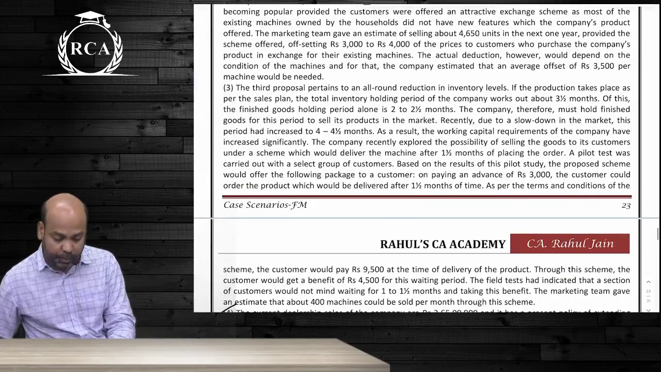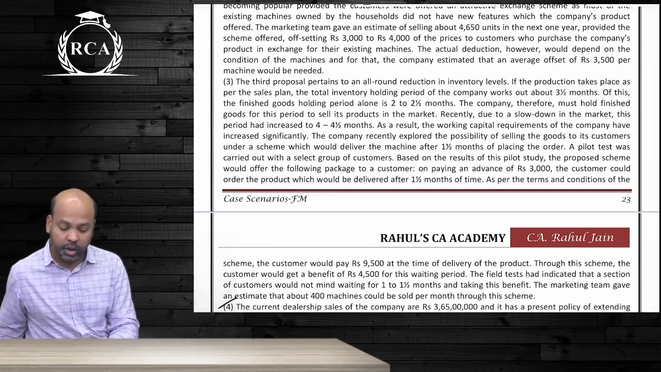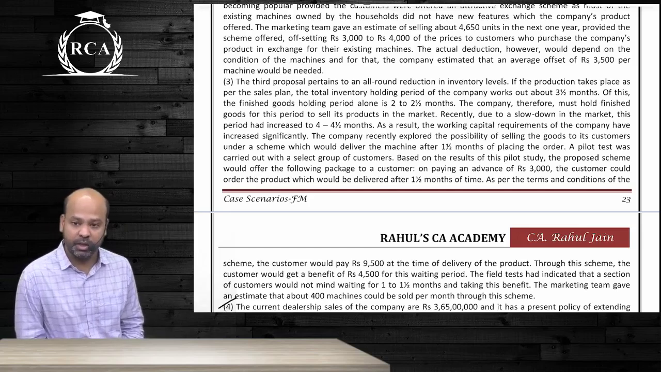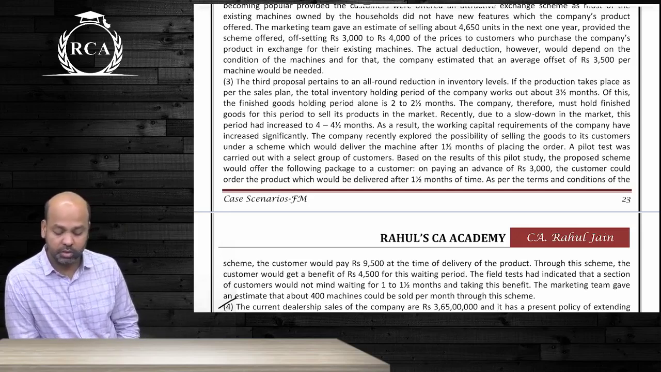The third proposal pertains to an all-round reduction in inventory levels. If the production takes place as per the sales plan, the total inventory holding period of the company works out to about 3.5 months.